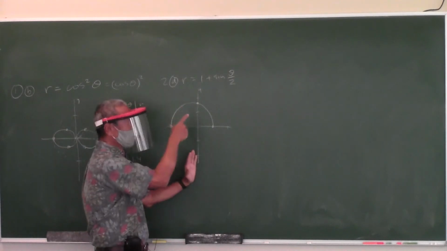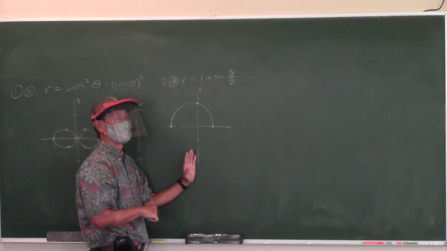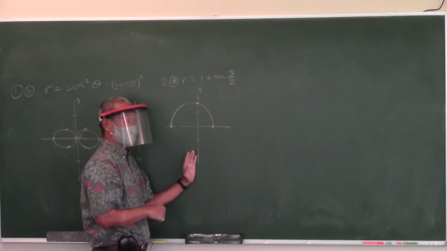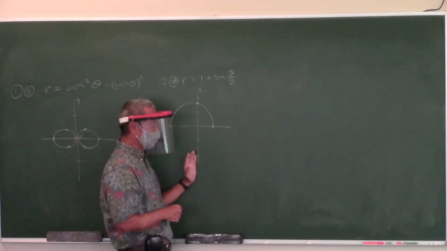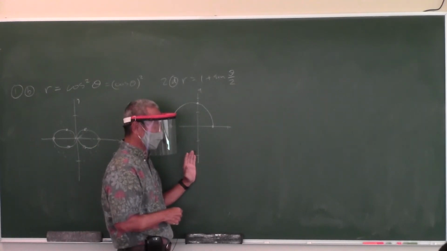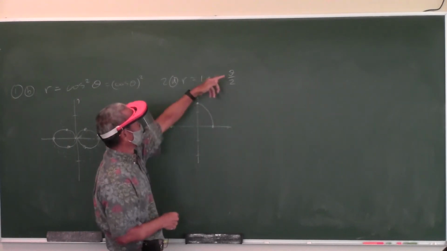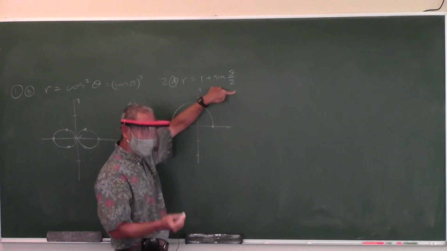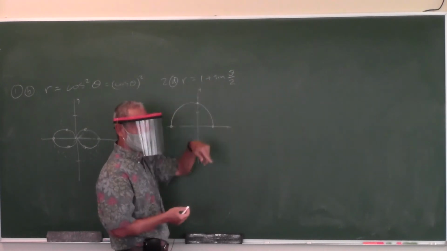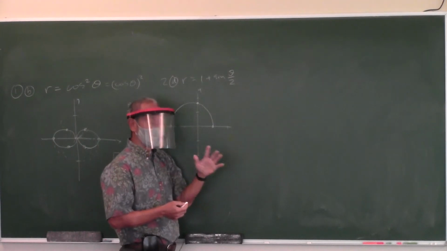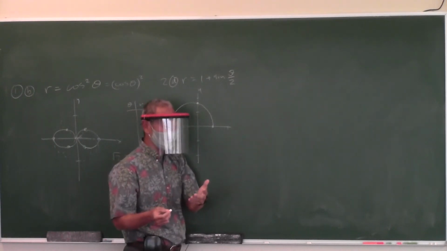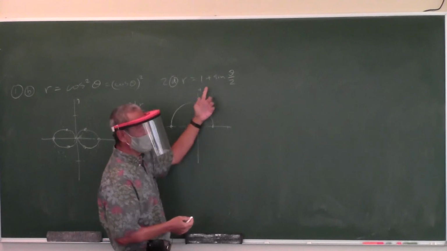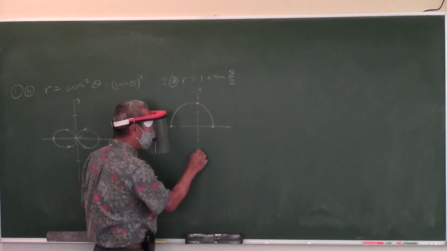3 pi over 2. I guess this is the hardest part. Okay, look. 3 pi over 2 is 3 pi over 4. Sine, root 2 over 2, which we already established is 0.7. So what is 0.7 plus 1? 1.7.